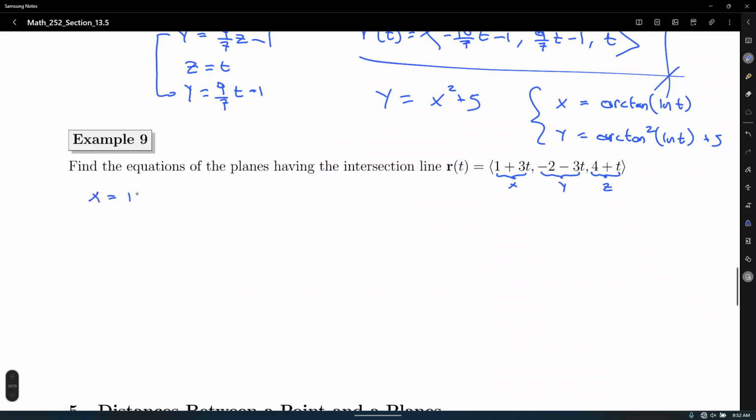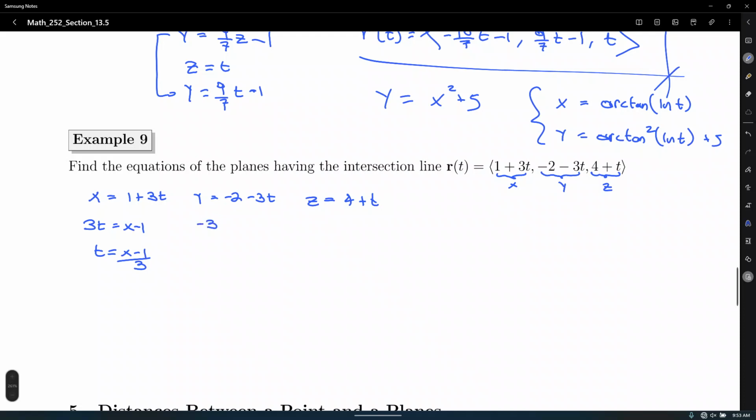x equals 1 plus 3t. y equals negative 2 minus 3t. And z equals 4 plus t. This is what we're going to do. We're going to solve for t in the 3 baby equations here. So that's 3t equals x minus 1, and t equals x minus 1 over 3.